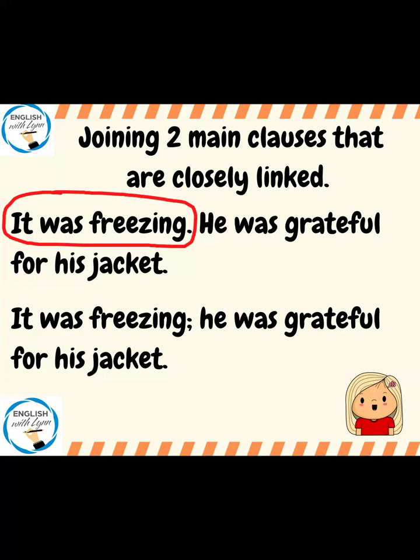Now, you could put a coordinating conjunction in there to make that compound sentence. It was freezing and he was grateful for his jacket. Or what you can do is put the semicolon, because the ideas are closely linked, you can put the semicolon between it. So it was freezing; he was grateful for his jacket. I'm linking the two ideas together in one complete sentence, okay? So those are the semicolons for joining the two main clauses.